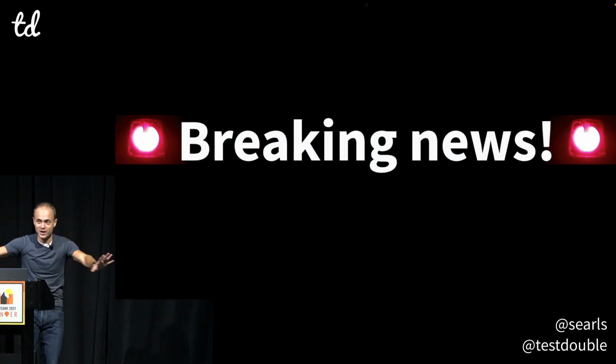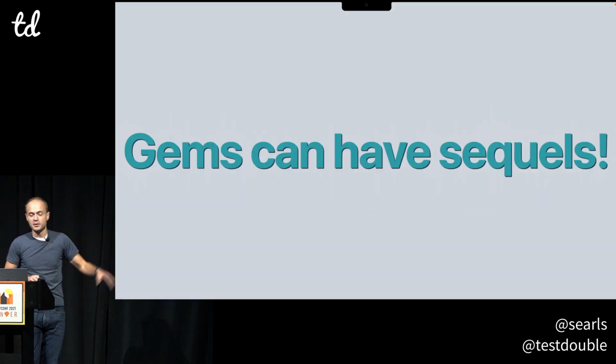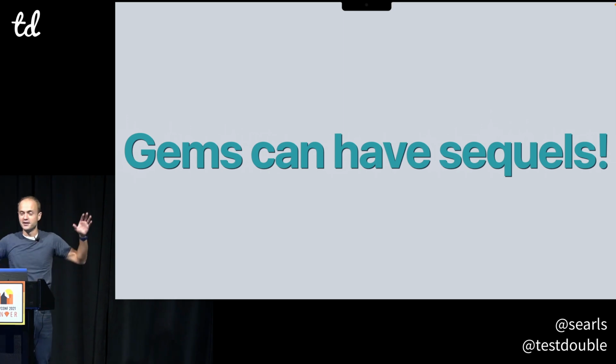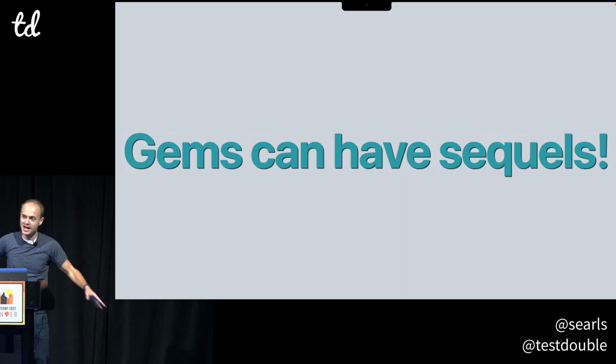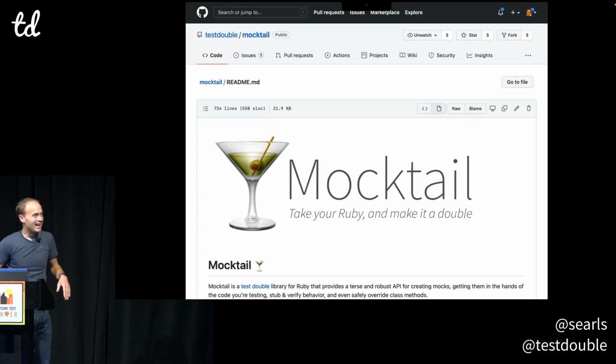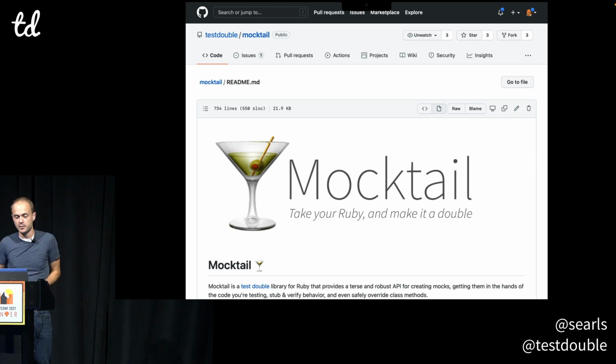Until today, because, breaking news, I've got a new gem to announce. It's called Mocktail. I built it over the summer because I've decided gems can have sequels. So it's a totally fresh start. It's the same kind of API, but this time I just decided to code it good instead. You can check it out online. We're not going to go into the API today, but it's called Mocktail. Hopefully it's well documented. We're going to release some screencasts over the next month and a half.